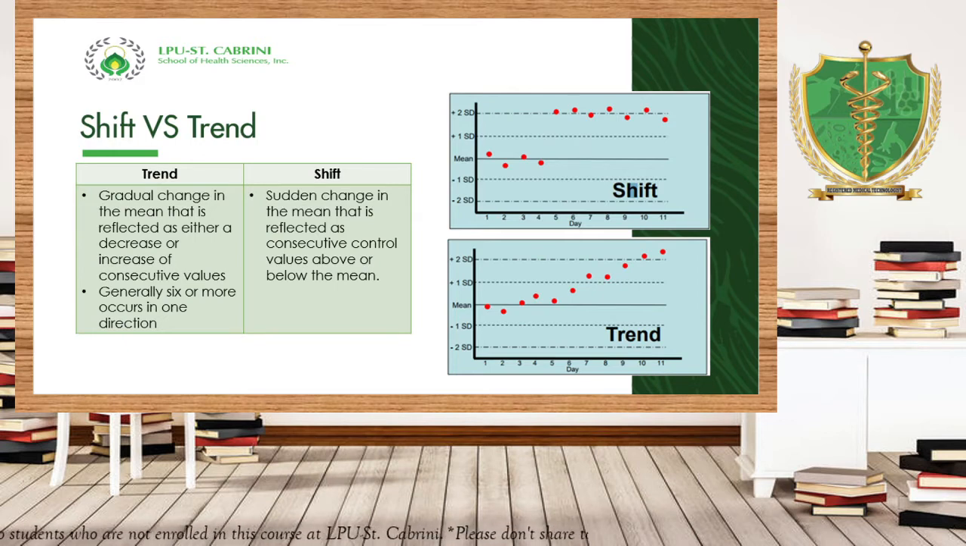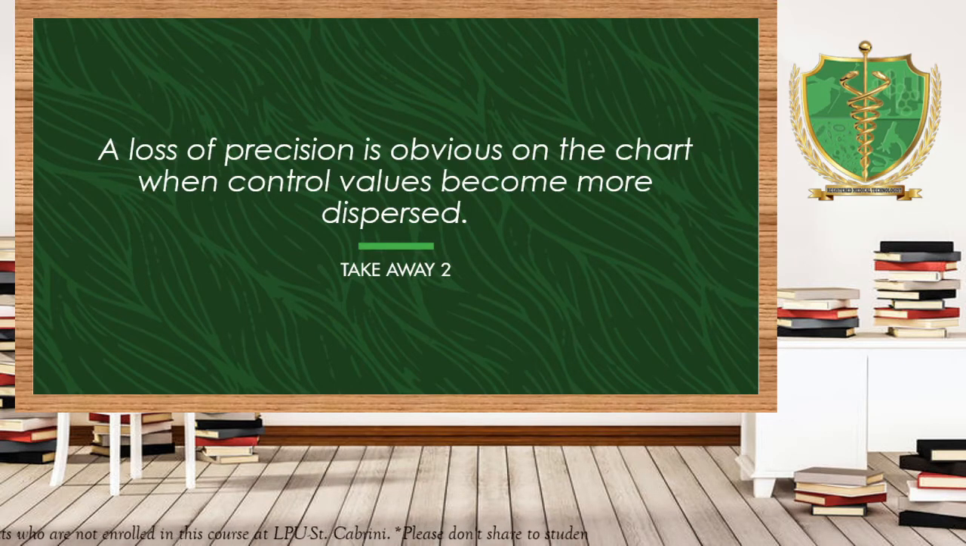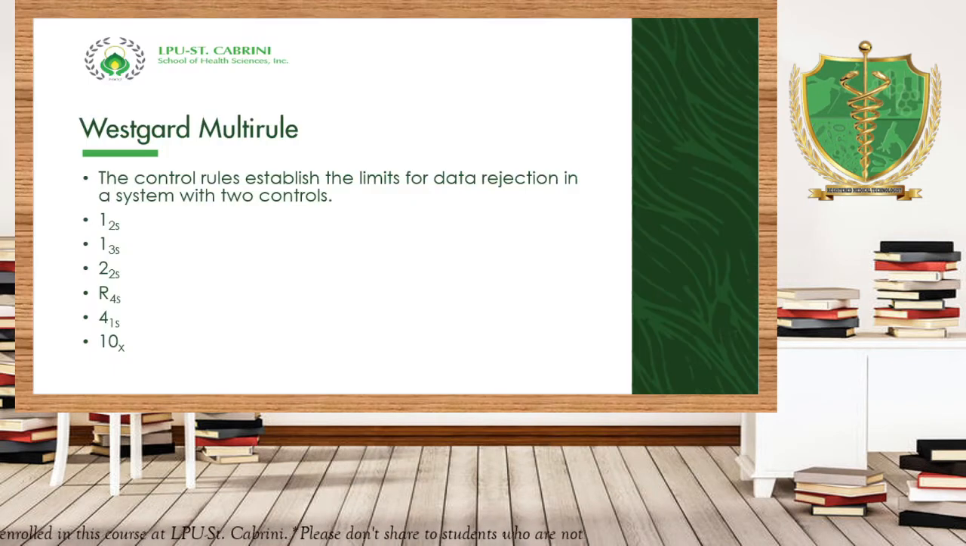in one direction. Okay, again, takeaway number 2, a loss of precision is obvious on the chart when control values become more dispersed. What does it mean? Kapag mas kalat ang inyong laboratory chart or quality control chart, it means mas sabog po ang inyong control. Loss of precision in what you are doing.